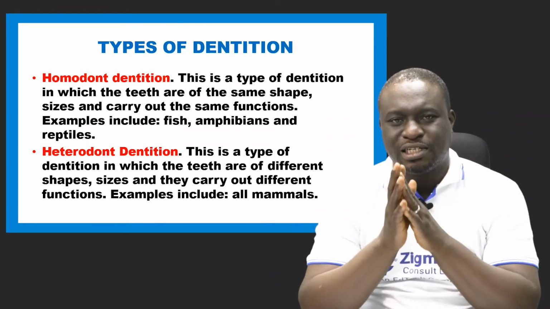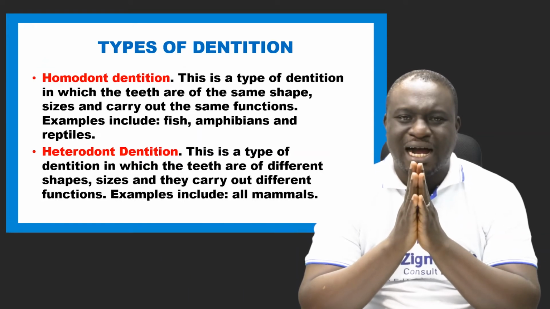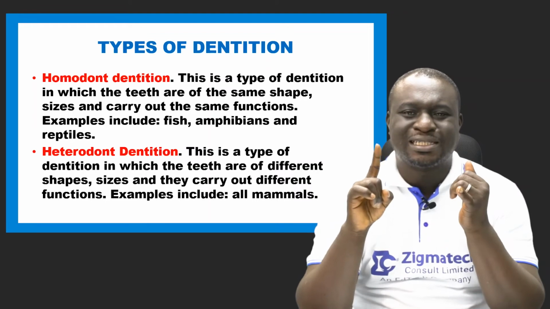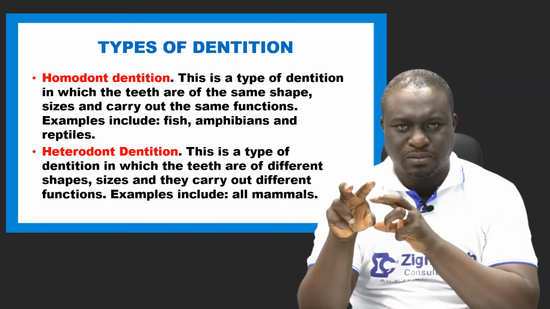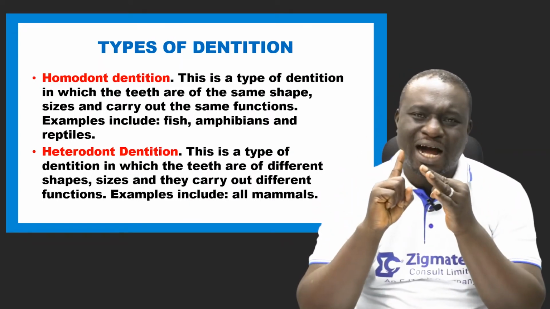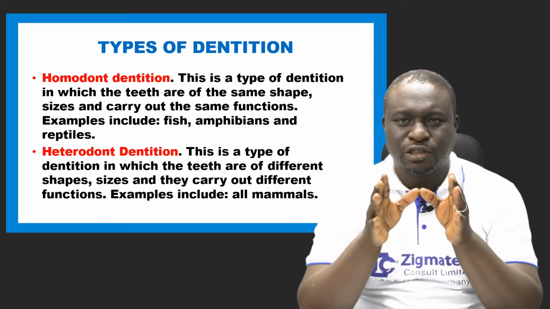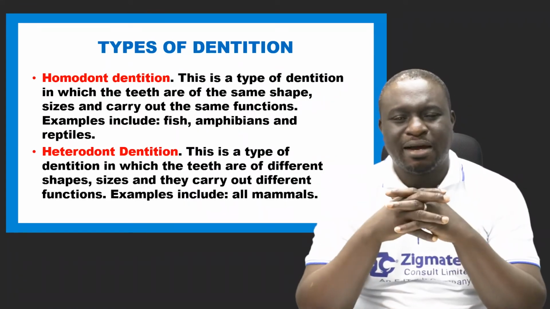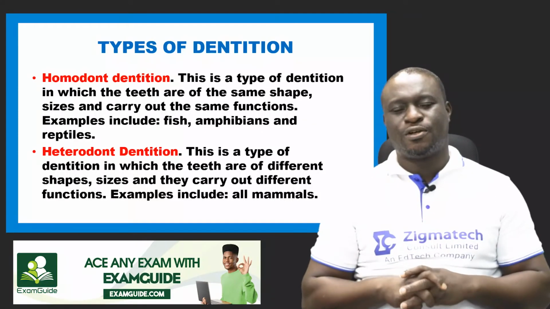Homodont, as the name implies, homo simply means the same. So, homodont dentition is a type of dentition in which the teeth are of the same size, the same shape, and they carry out the same function. Now, you can observe homodont dentition in fish, which is Pisces. You can also see it in amphibians and also in reptiles.